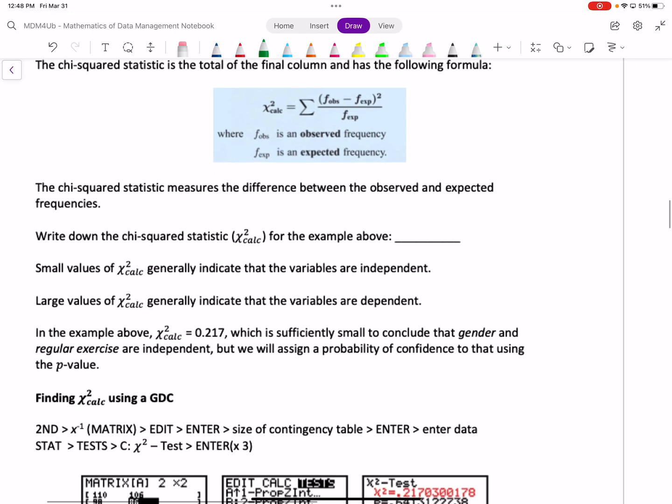So for that chi-squared number, here is the formula. You're not necessarily going to have to use this, but maybe in university you will. It's really the difference between observed and expected. Let's write down that chi-squared value again. 0.217 is what we had.